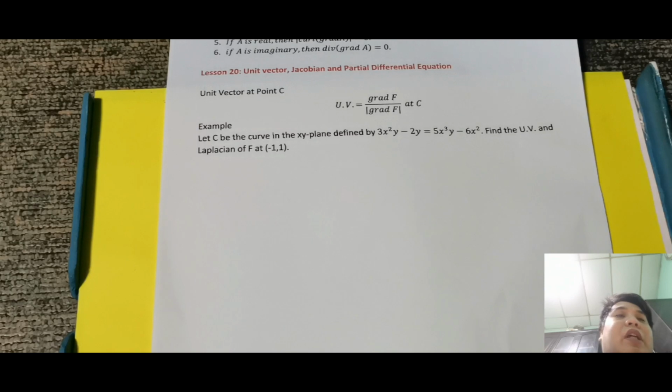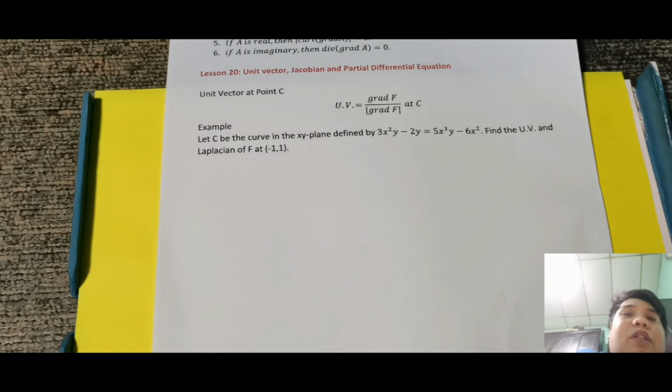UB is equal to the gradient of F. So, note, F yung pinag-uusapan dito. So, real valued function siya, over the modulus of gradient of F at C. So, meaning, kunin ko yung gradient of F, divide ko sa modulus ng gradient of F, tapos evaluate ko sila at C. Yun yung magiging sagot.